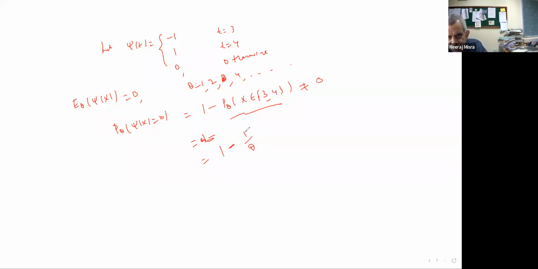Which is not 0 for every theta, right? Is that clear, or should I do it more clearly for general M naught? Just look at, I showed it for M, sorry, 3. So let us look at expected value of psi x is 0, right? For every theta belonging to capital Theta minus M naught, right? That means for every integer other than M naught.